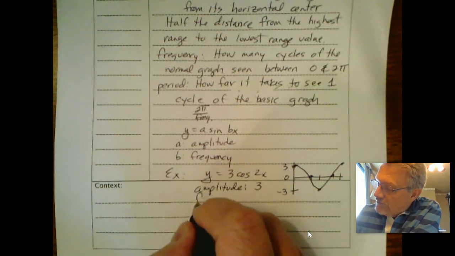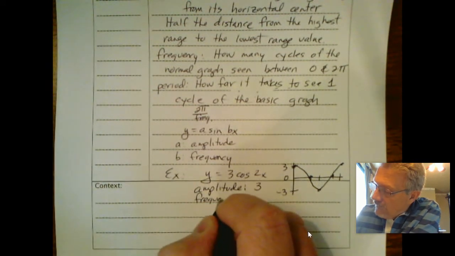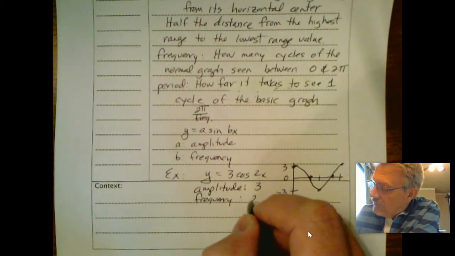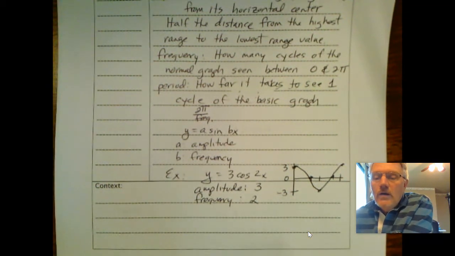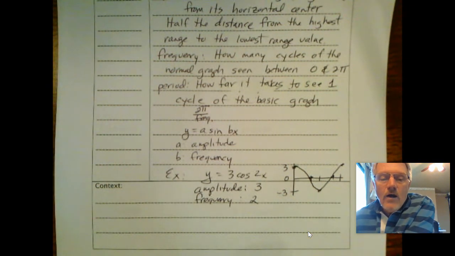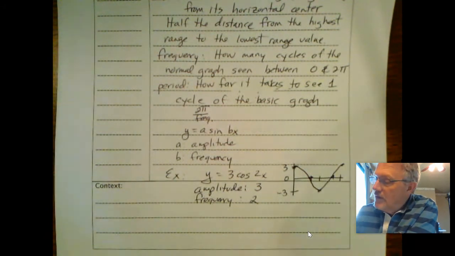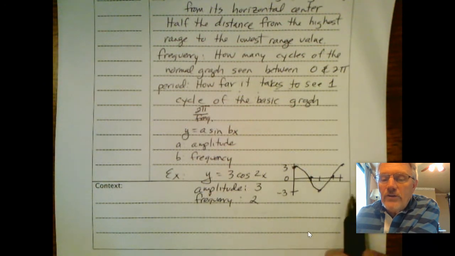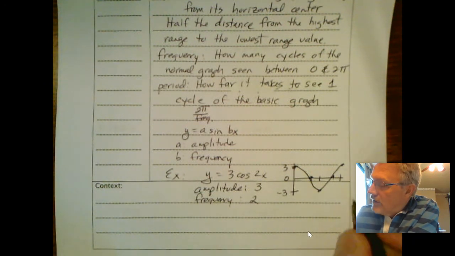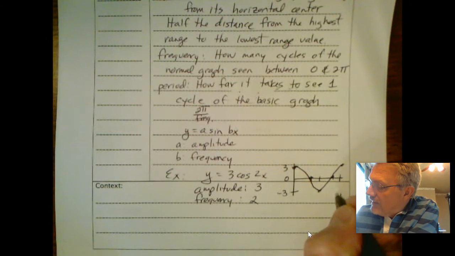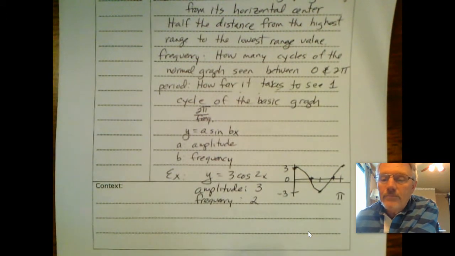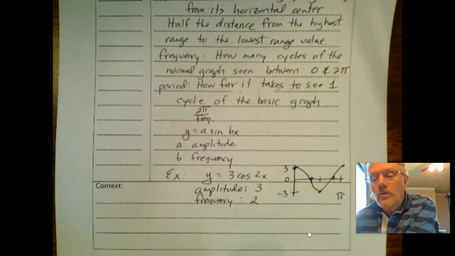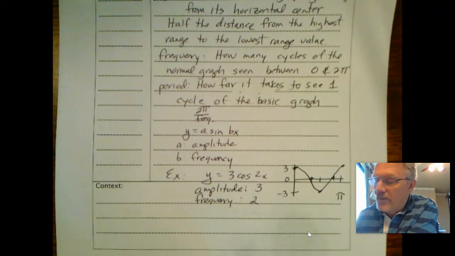All right, the frequency is 2. So the frequency is how many cycles I see of the graph between 0 and 2 pi. So I just see one cycle here. So if I'm going to go all the way to 2 pi, I'm going to see another cycle. So that means the first cycle ends at pi. Right? So between pi and 2 pi, you're going to see another cycle.